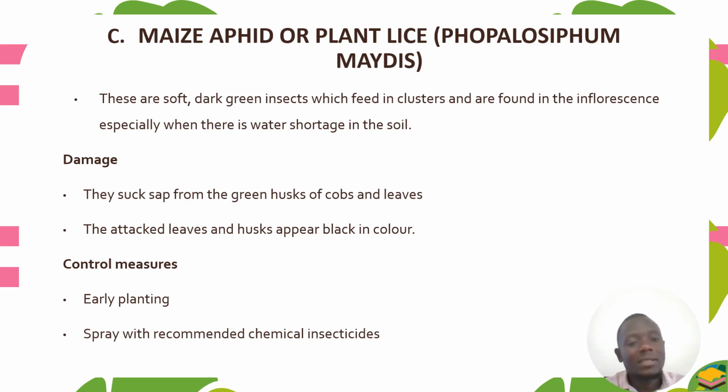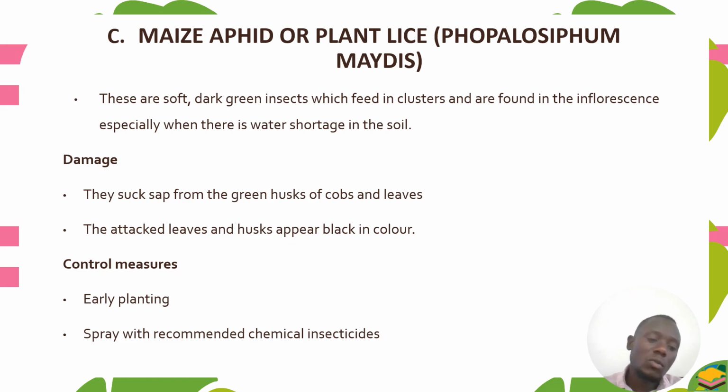Okay, so let's look at the damage which they cause. You find that they suck sap, or juice, from the green husk of cobs and leaves. They attack leaves and husks, and they appear black in color. So the leaves as well as the husks which have been attacked appear black in color.